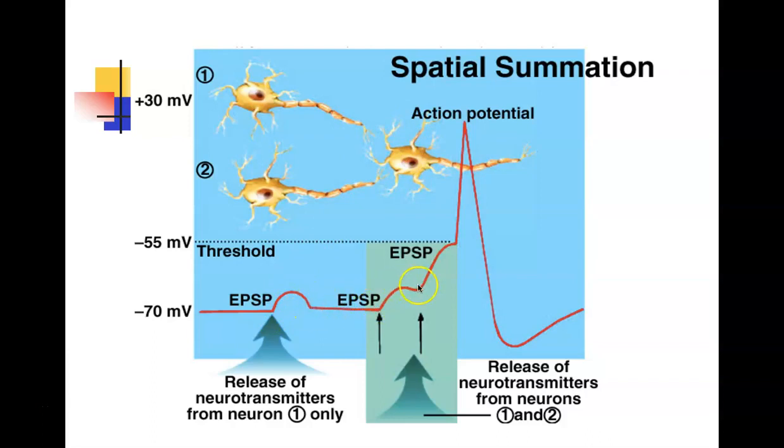So that happens again. Then when we get this one and this one both telling this cell to open sodium channels, we get a much larger influx of sodium, a bigger depolarization, enough to get us to threshold that will then cause this cell to have an action potential. Okay, so that's called spatial summation because you have more than one neuron creating an EPSP on this cell such that it will reach threshold and have an action potential.